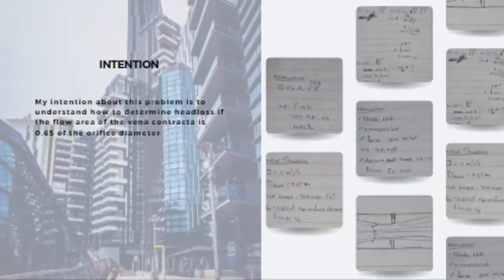So the intention of this problem is to understand how to determine the head loss if the flow area of the vena contracta is 0.65 of the orifice meter. And here I forgot to write it, which is to determine the diameter of the orifice plate. And also, of course, last but not least, we have to set the intention, that we learn it for God, for Allah and Islam.